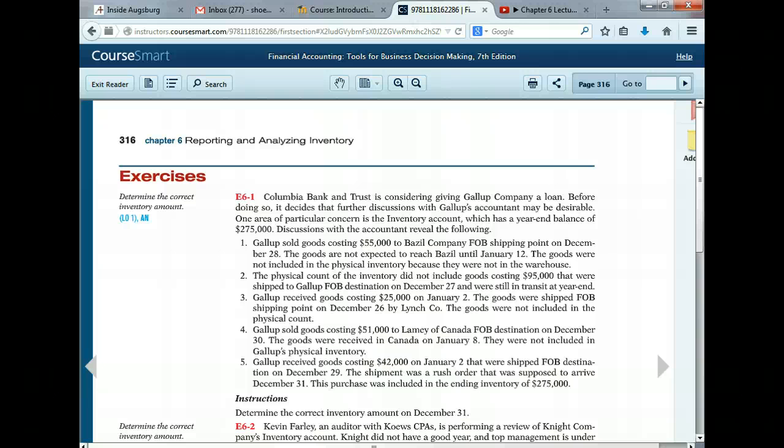Gallup sold the goods to Basil Company, but the arrangement is FOB shipping point. If Gallup sold those goods to Basil FOB destination, then they would still own those goods until they hit Basil Company. But because Gallup sold them FOB shipping point, from when Gallup put them on the truck, they no longer own those goods. They've sold them. The transfer has taken place. Does that make sense?